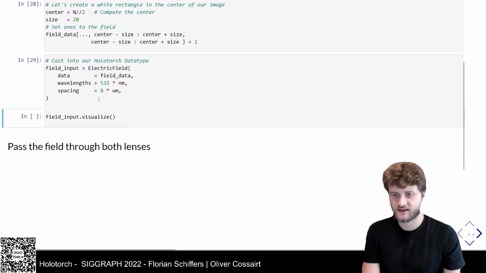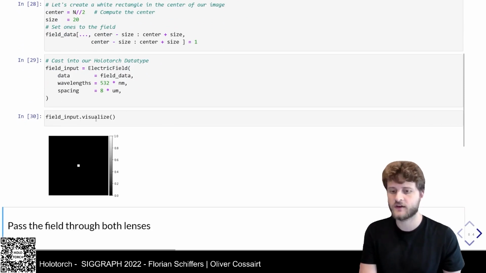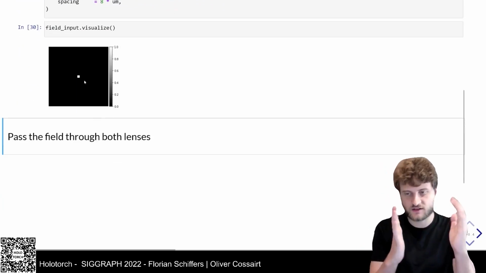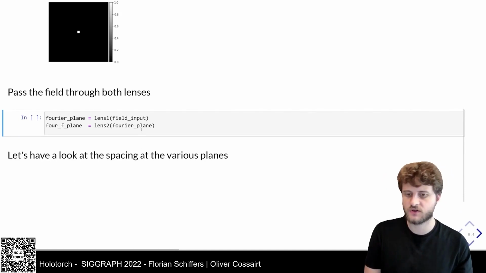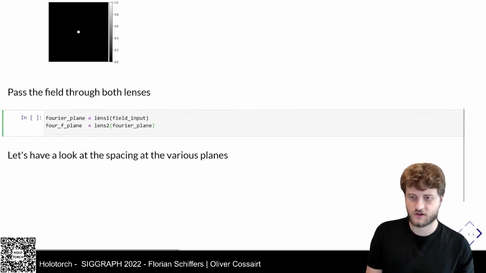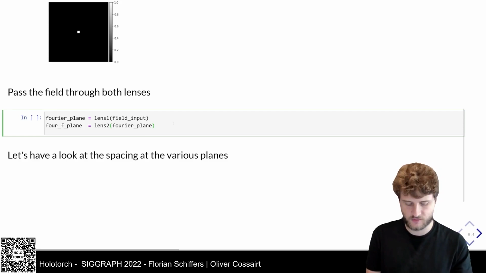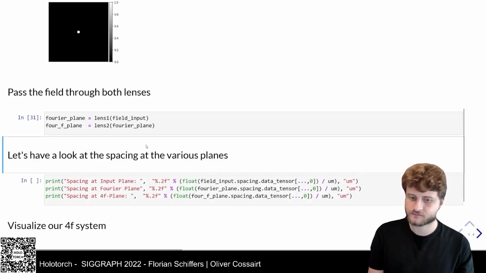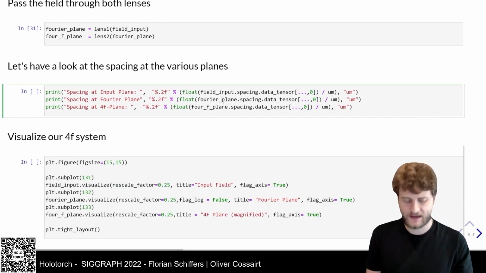So you can visualize that again. We're going to put the same wavelength and spacing, and then when you visualize, we see now here this is basically a small rectangle. Now we can pass this through our lenses. So we just call lens 1 and we put in the field input. We enter with the Fourier plane, and then we have the second lens, and we put our Fourier plane image into the second lens, and then put in the filtered image in the Fourier plane. We can look at the spacing at the various planes.